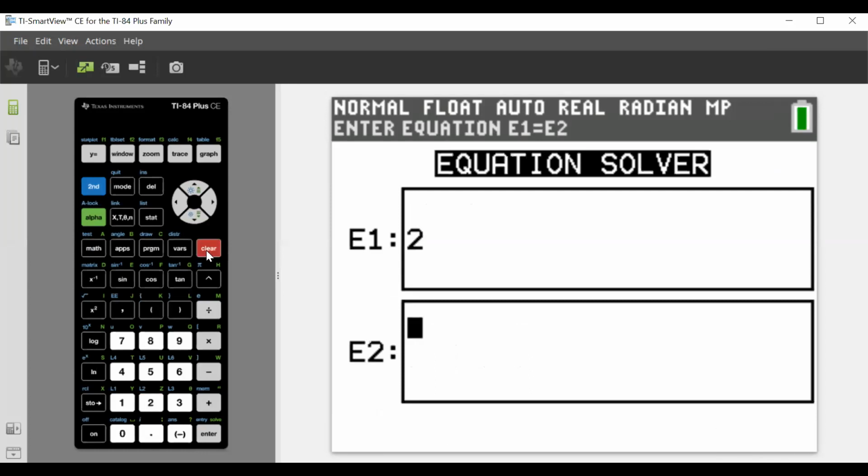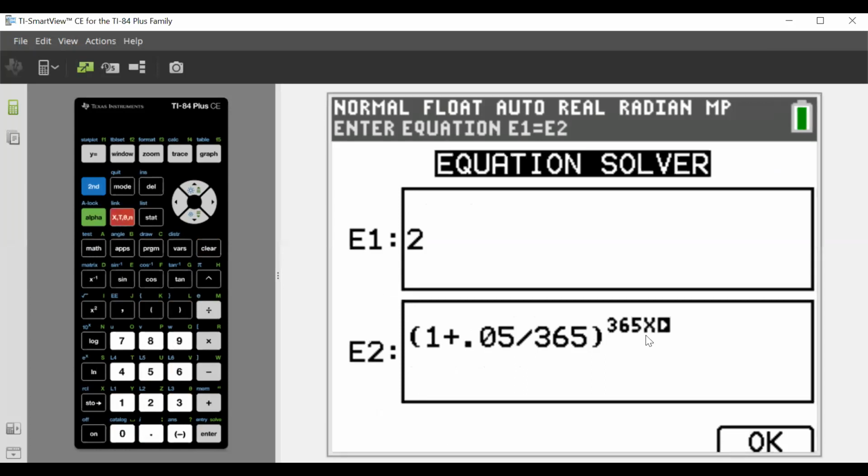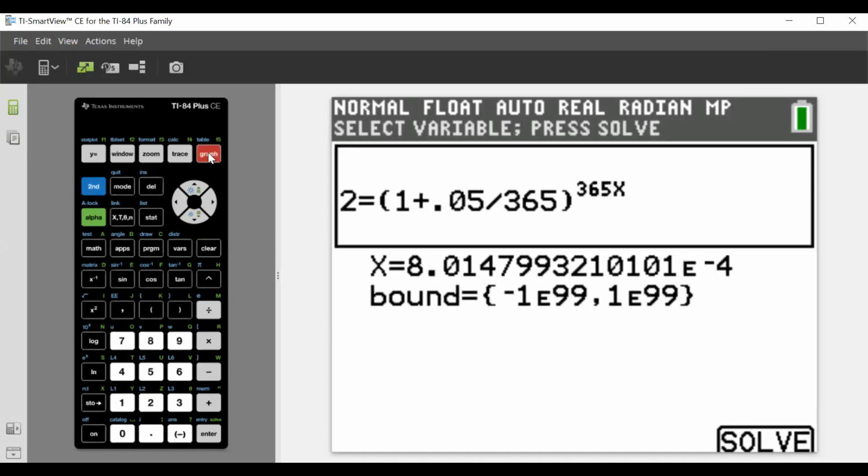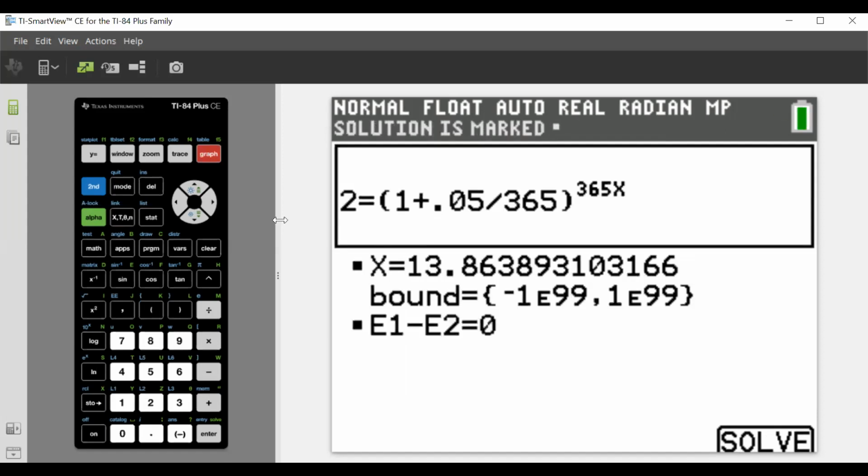Now what do we have on the right side? Well, we had 1 times, but we can just get rid of that 1 times. And we'll say 1 plus 0.05 divided by 365 raised to the power, and it was 365 times t, but with our calculator we use x, so we'll call it x. Now to hit OK, we have to hit graph, and then we have to hit solve, so we have to hit graph again. And that gives us 13.86389. So let's go ahead and write all that down because that's quite a few, and I'm not going to memorize it. 13.86389. That's good enough probably.